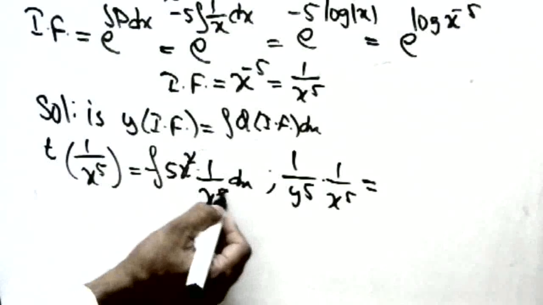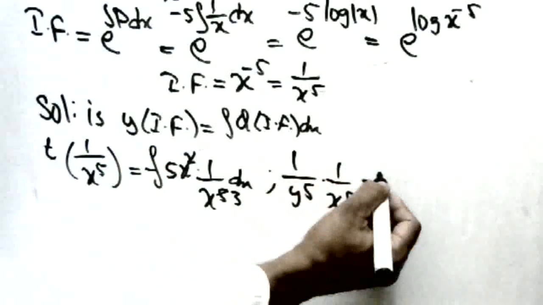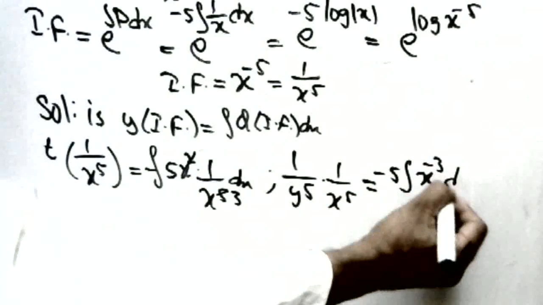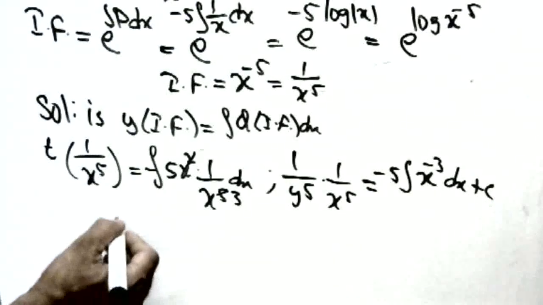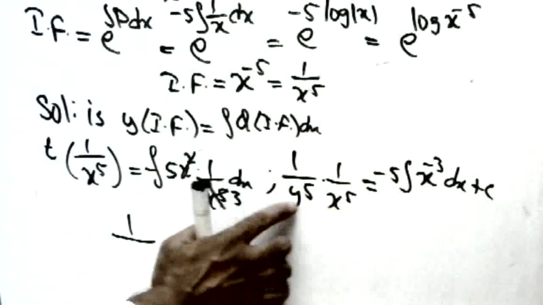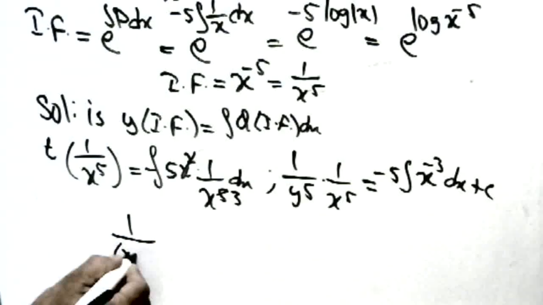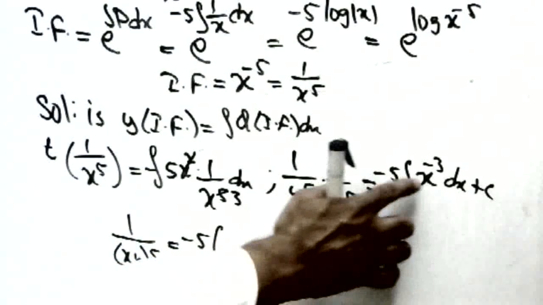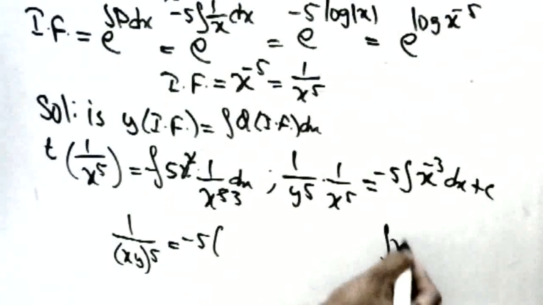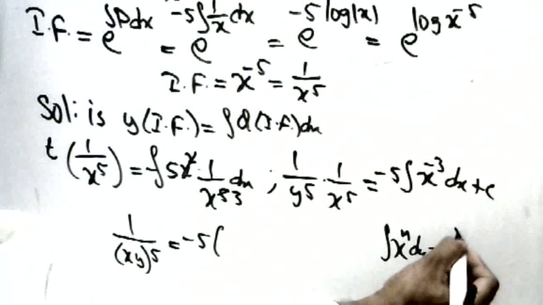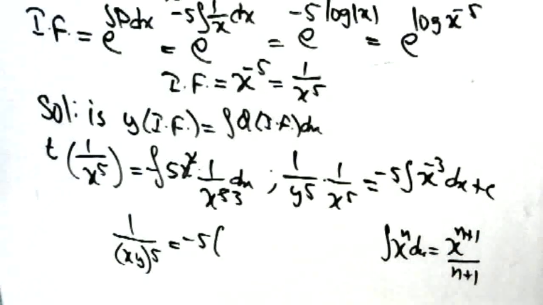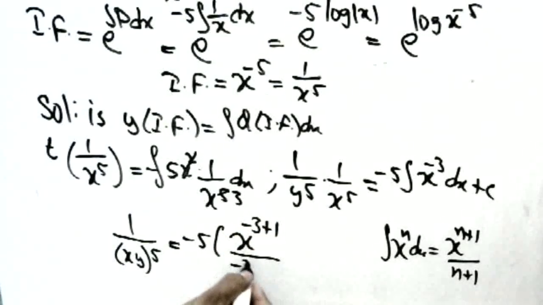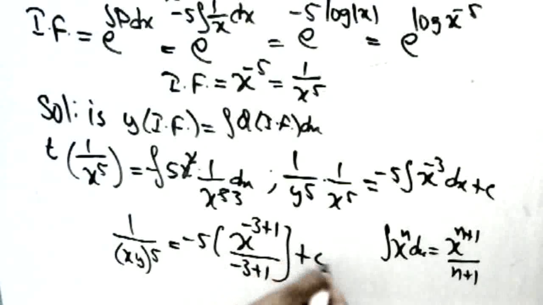equals, you see here, if we get x square cancelled, it is left with 3, bring this in the numerator. Minus 5, take out outside because it is constant, bring this into the numerator, it will be x power minus 3 dx plus c, you can write. So see here, we are having 1 by x power 5 y power 5, we can write a common power for this, 1 by xy whole power 5 equals minus 5 into, now we know what is the integration of x power n. Integration of x power n is x power n plus 1 by n plus 1.